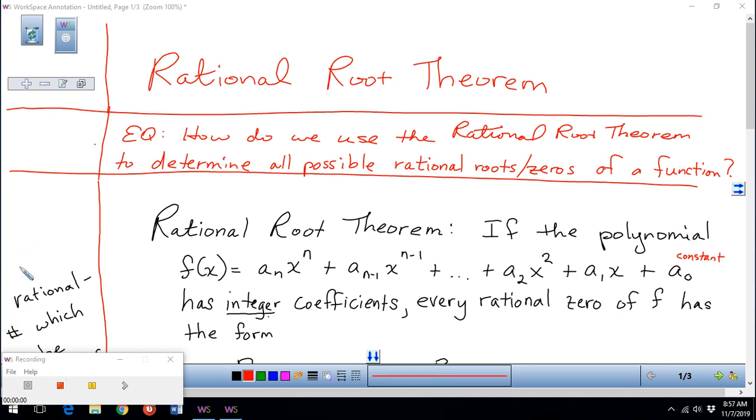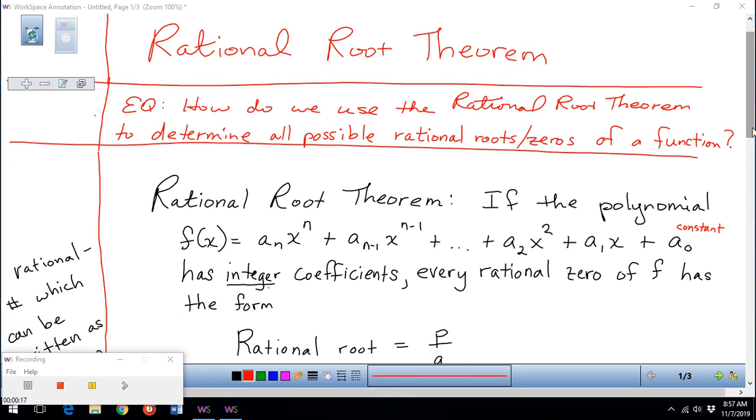Hello, welcome to the video Rational Root Theorem. Our essential question is, how do we use the rational root theorem to determine all possible rational roots or zeros of a function? So let's go ahead and start off with the rational root theorem.